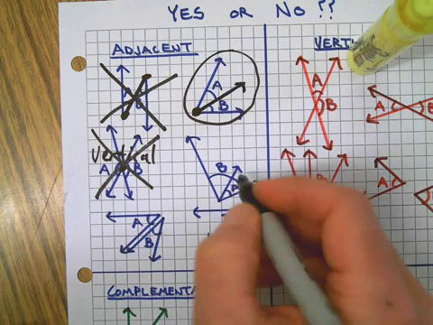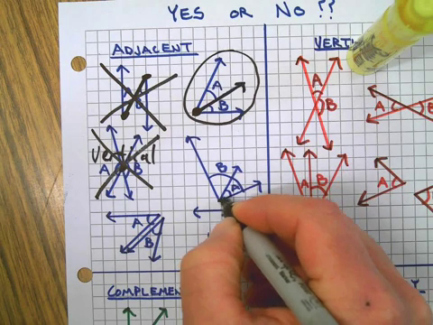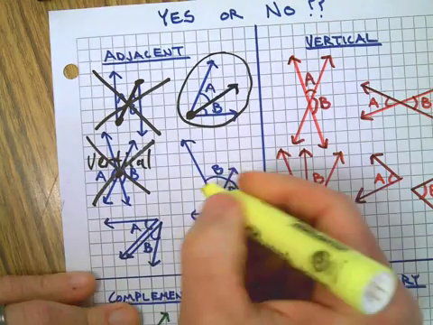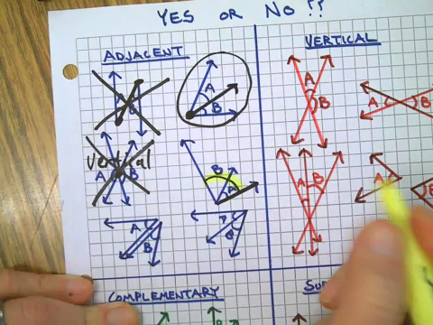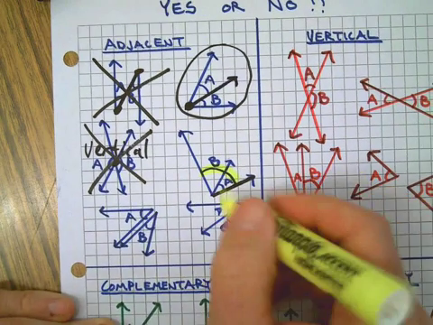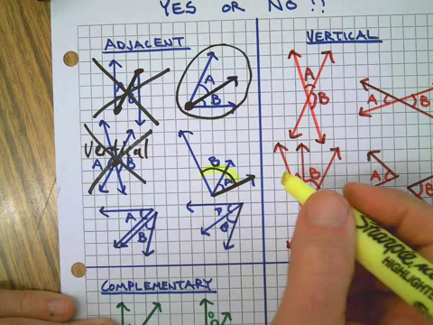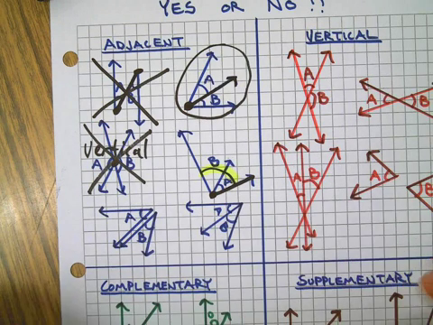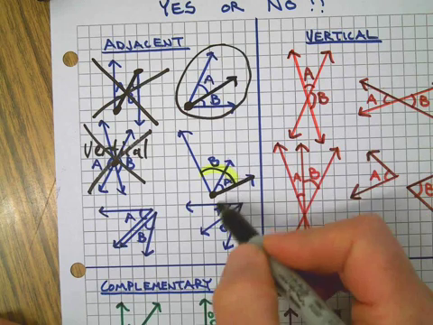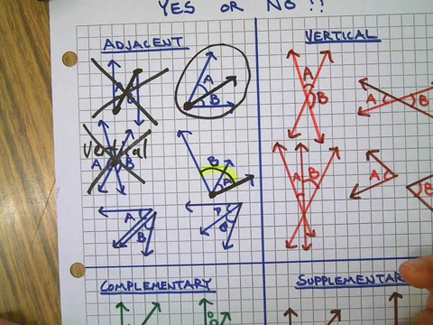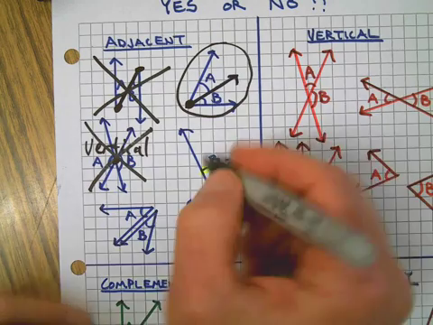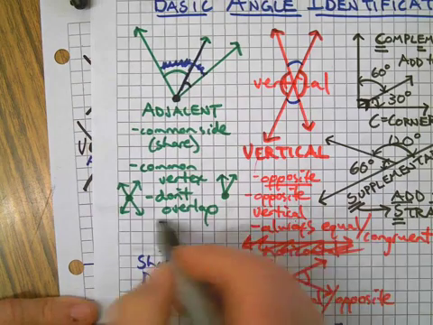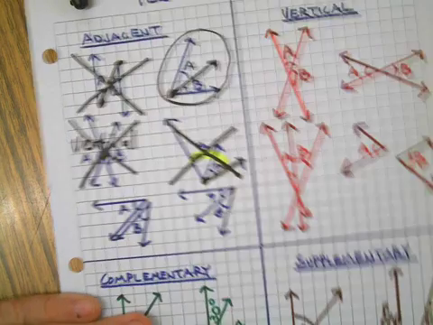Let's see, angle A and angle B. They have a common side right there, right? Angle B is talking about this big angle here, okay? Angle B has this side. Angle A also has that side. They do share a common vertex. Hey, this is looking pretty good. Oh, no. They overlap. Do you see how angle A fits inside of angle B? That is not okay. Remember, our definition, they can't overlap, all right?